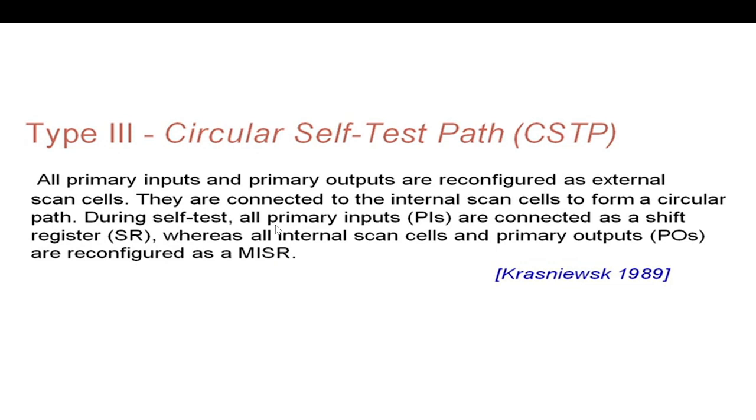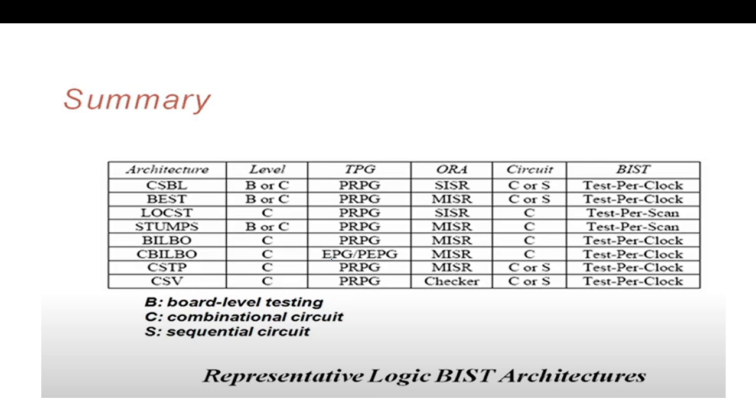Circular self-test path. All primary inputs and primary outputs are reconfigured as external scan cells. They are connected to the internal scan cells to form a circular path. During self-test, all PI are connected as a shift register, whereas all internal scan and primary output are reconfigured to MISR. So this one, okay, we don't have a circuit. This was the summary.